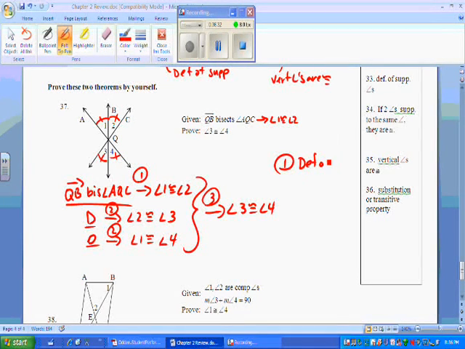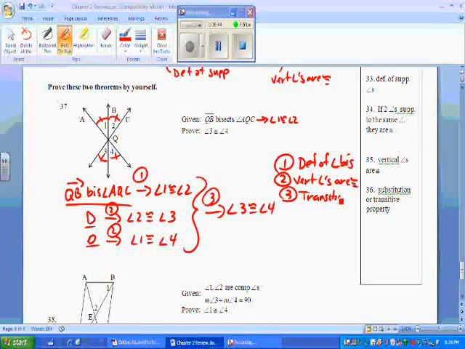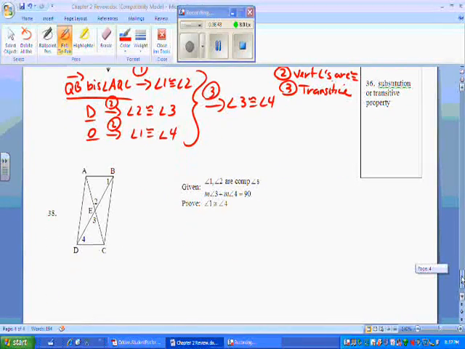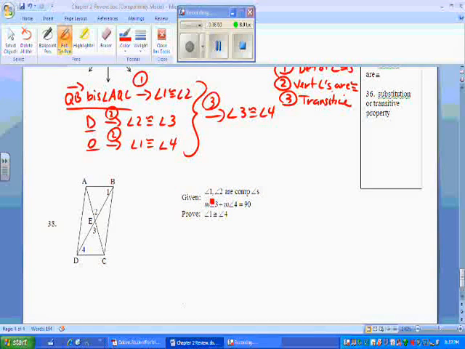First one is the definition of angle bisector. Reason 2 is the vertical angles are congruent. And 3, we're at that transitive property. There will be one just like this on the test on your own.